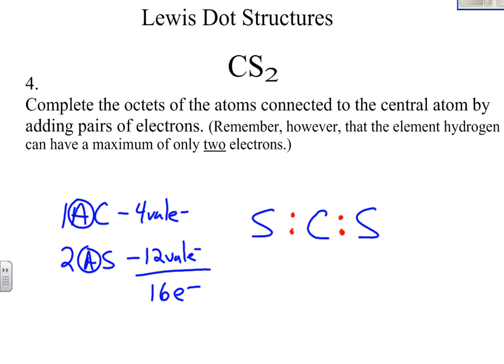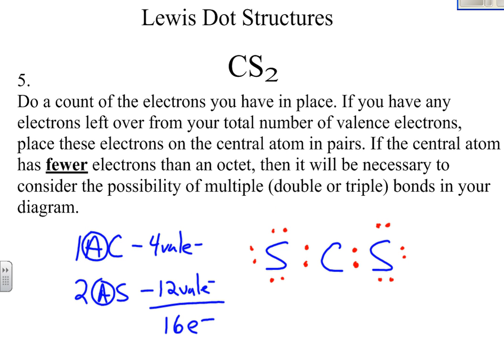We're going to want to do our octet rule. So we're going to complete the octets of the atoms that are connected to the central atom. So that makes our sulfurs more stable. And now finally, our last step, we're going to check and see how many electrons we've used up. So we used 16 electrons, which is all we've got. So we don't have any more electrons.